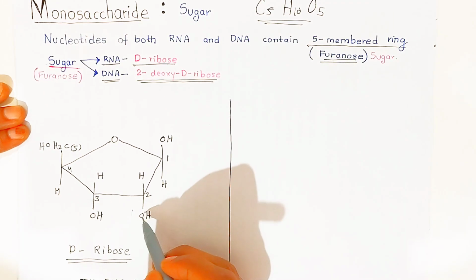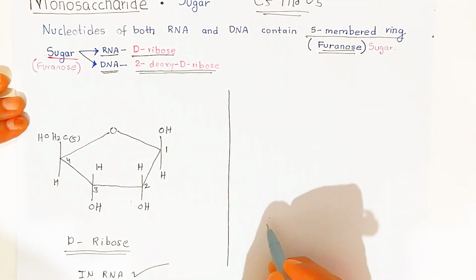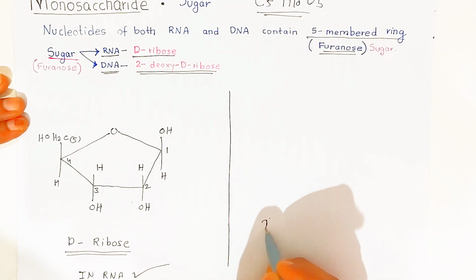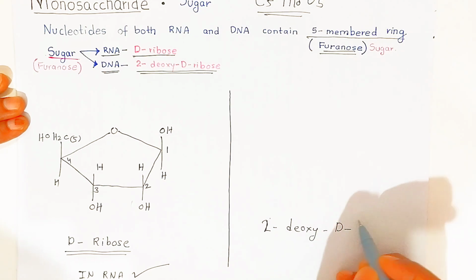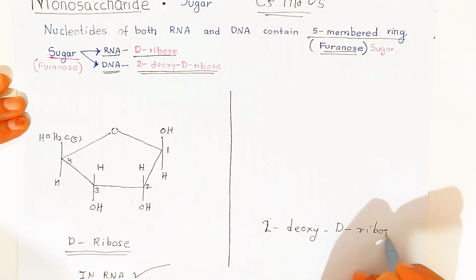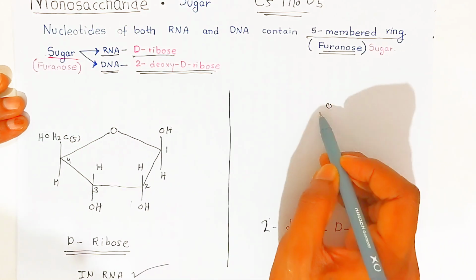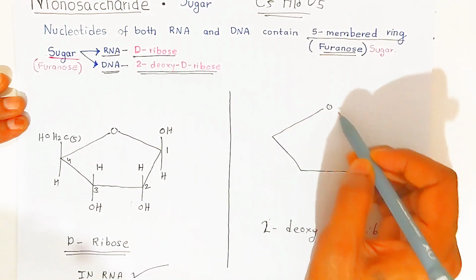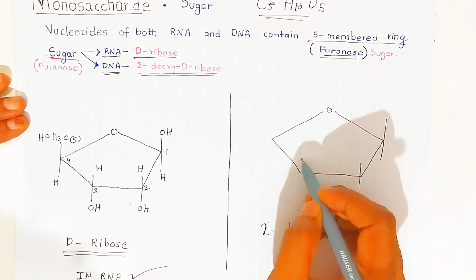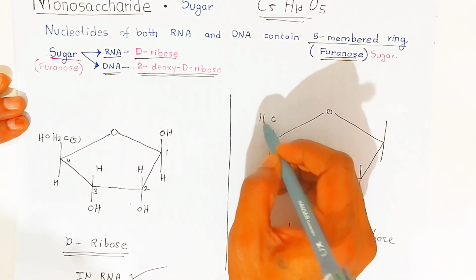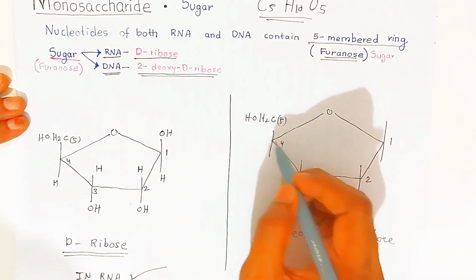When there is a removal of oxygen from this D-ribose, we call it deoxyribose nucleic acid. Okay, students, now we are going to draw 2-deoxy-D-ribose. First you draw the structure of D-ribose, which I have already drawn. So this is the possible structure of D-ribose, students. Draw the 5-membered ring like this. This is carbon number 1, 2, 3, 4 and the 5th will be here, CH2OH.